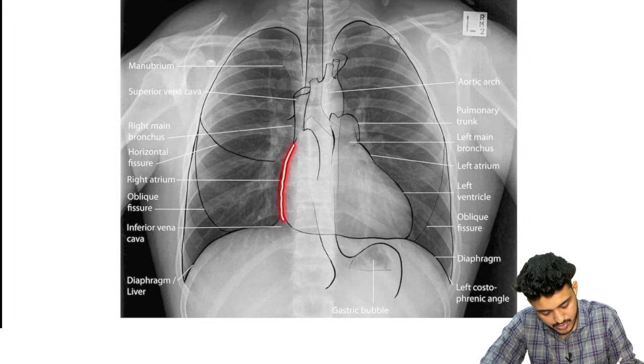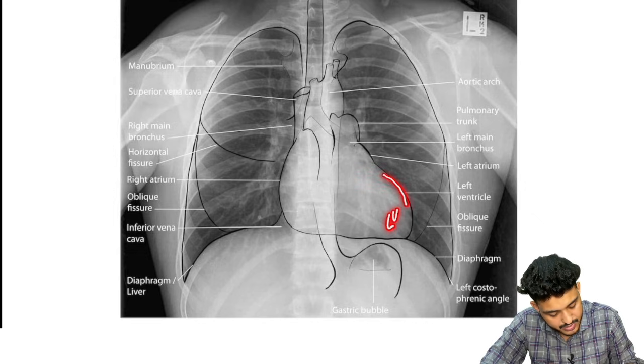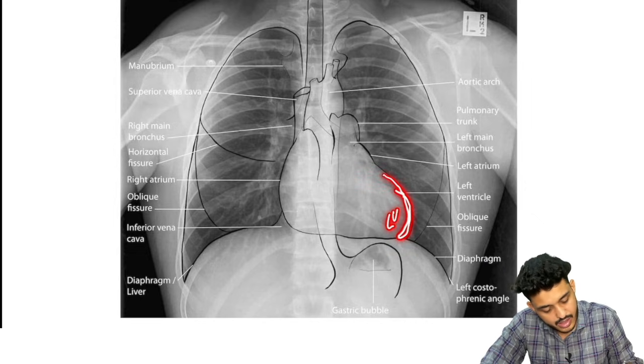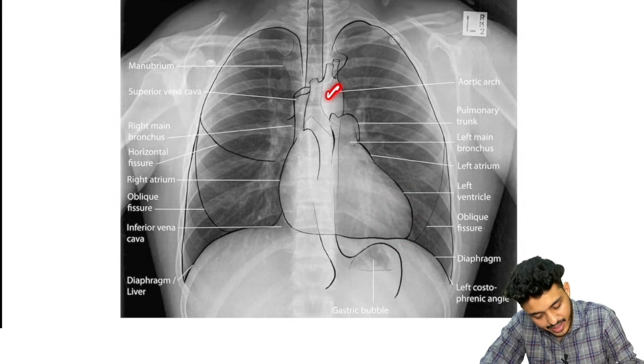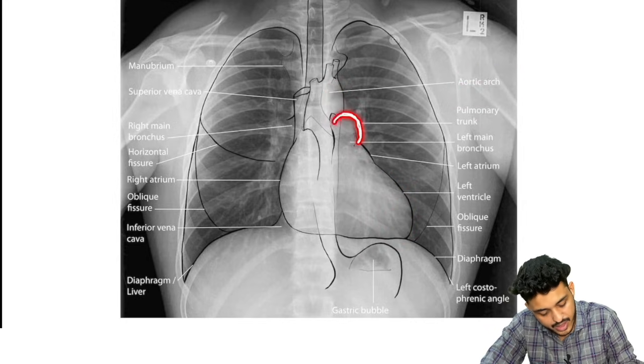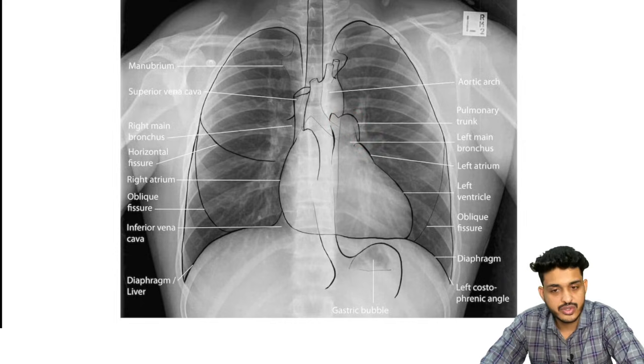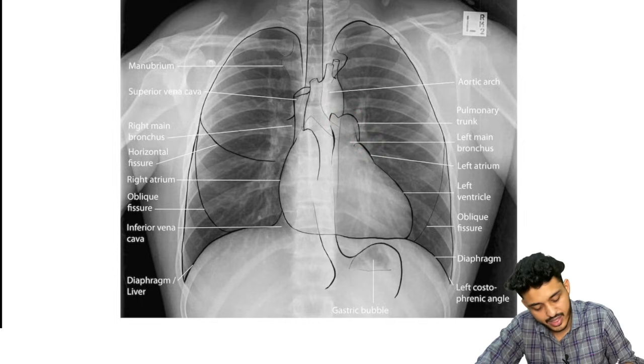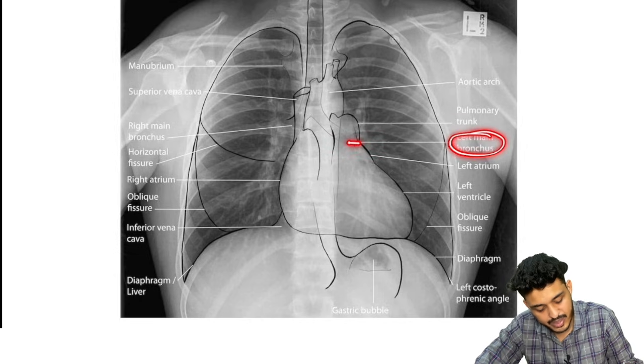Which border of the heart is this? This is going to be the right atrium. This part is going to be responsible for the left ventricle. Here you will have the aortic arch. You can appreciate this is the pulmonary trunk that we are having. Somewhat here is going to be the hilum, right? Pulmonary trunk. Here you will have the left main bronchus.